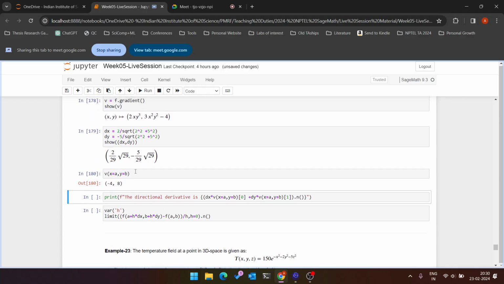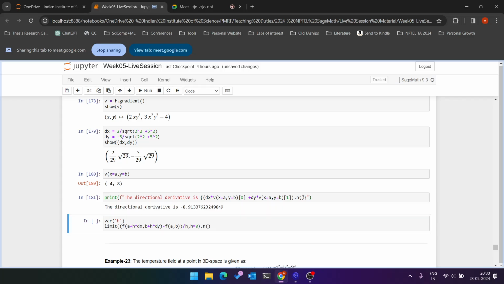And we know that then the directional derivative is basically the dot product of the gradient with the unit vector at the given point. So that is what I am doing, dx into the x component of the gradient and dy into the y component of the gradient. So if I do this, the directional derivative is estimated to be minus 8.9.